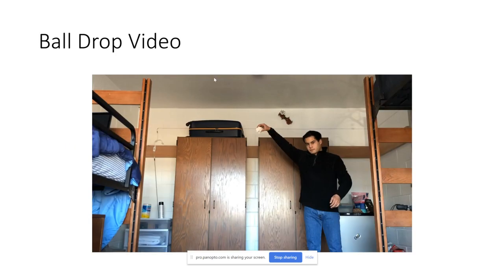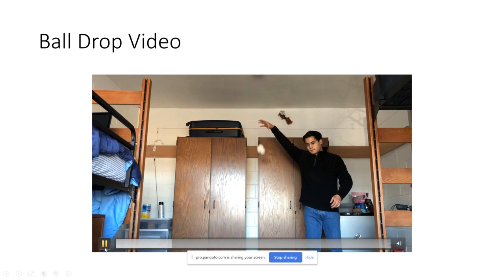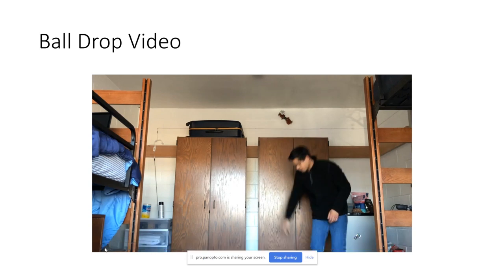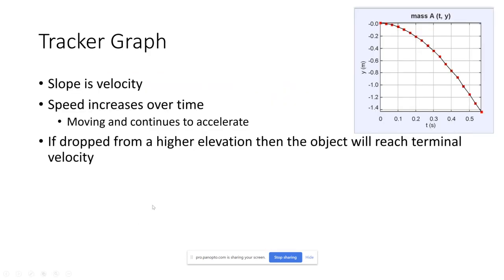Here's a video of me dropping a paper towel ball. I imported this video into Tracker and plotted the position versus time of the ball. Now this graph is very useful for us because not only can we see how its y position changes with respect to time, but we can also see how the velocity changes because the slope of this graph is the velocity. And as you can see, the speed increases over time, because the object is accelerating downwards due to gravity.